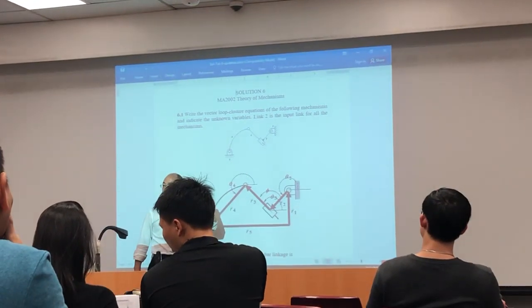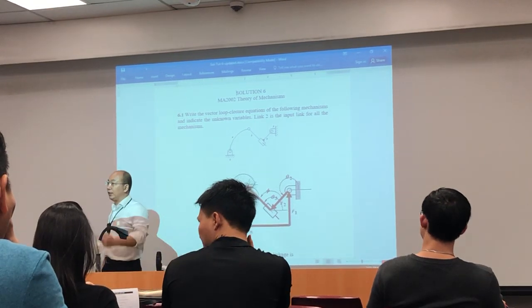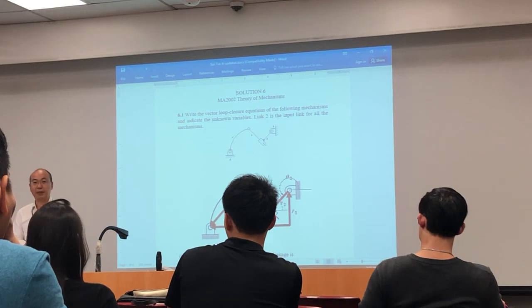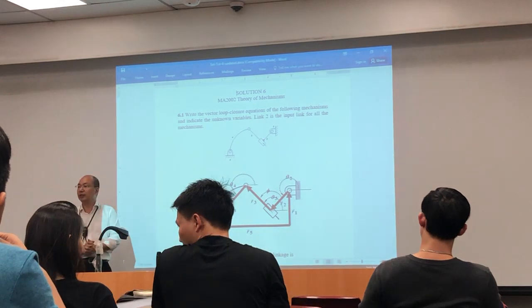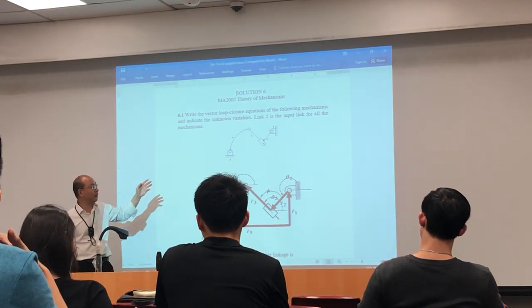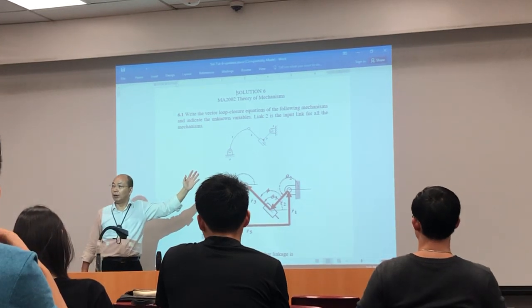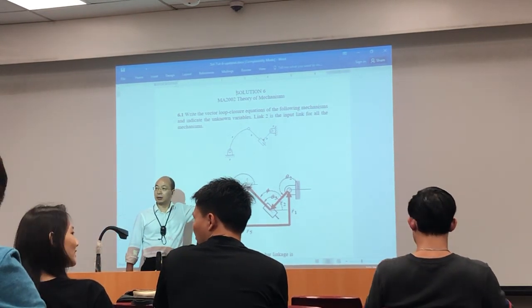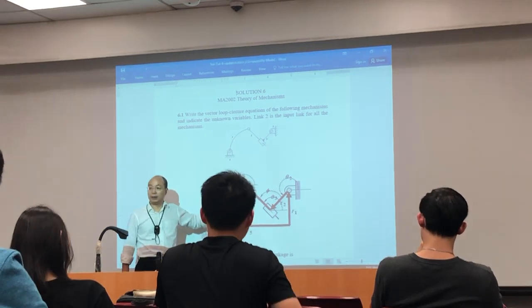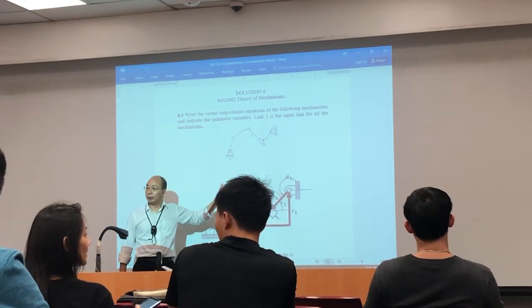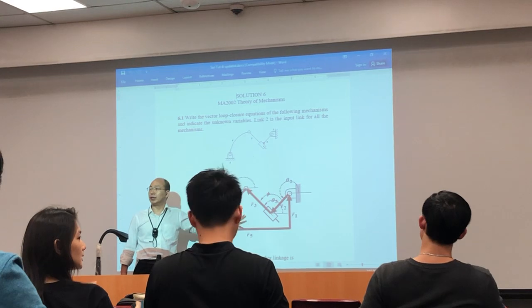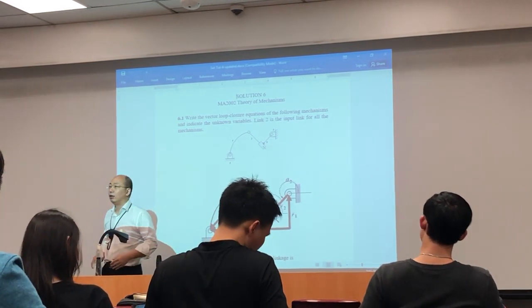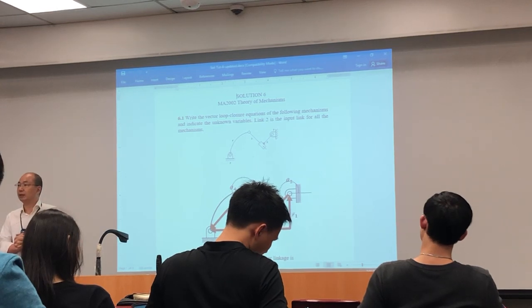We need to convert the physical mechanism into mathematical equations, correct? Okay, because when we do the analysis, we need to make use of the mathematics. So basically, the concept of the vector loop closed equation is we try to represent a physical mechanism by a vector closed loop. And then after that, we can write a mathematical equation for the vector closed loop, right? And then from there, we can do the mathematical analysis of the mechanism, the motion of the mechanism, right?